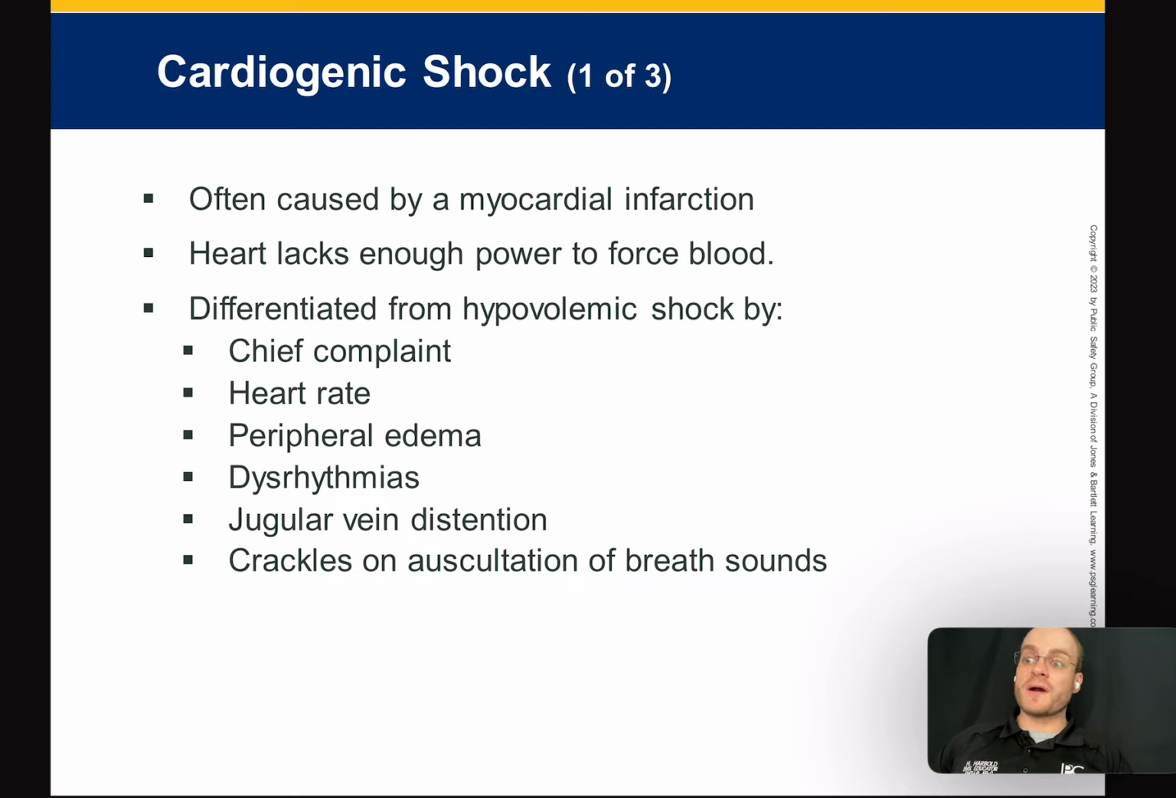And then peripheral edema. I'm going to show you what this looks like, but peripheral edema means swelling of the periphery, right? So swollen hands, swollen feet, swollen butt, right? Or sacrum, really. Dysrhythmias, we've talked about that. Jugular venous distension, I'm going to talk about what this is, but this is when the veins in your neck get engorged. We'll talk about why. And then crackles on auscultation and breath sounds.